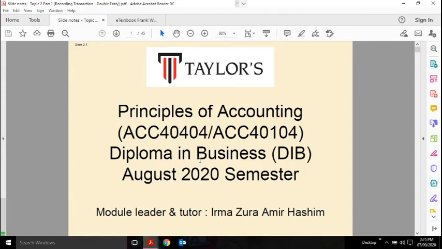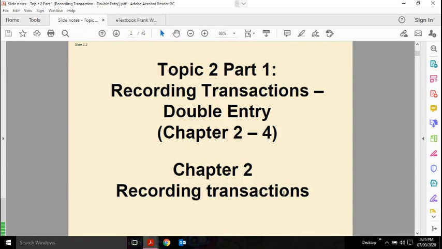So for today's topic, we will learn about the second topic. For this topic too, I split it into two parts, because there are long processes based on what we have learned last week. That's why I split it into two, so that it will be easier for you to understand step by step.